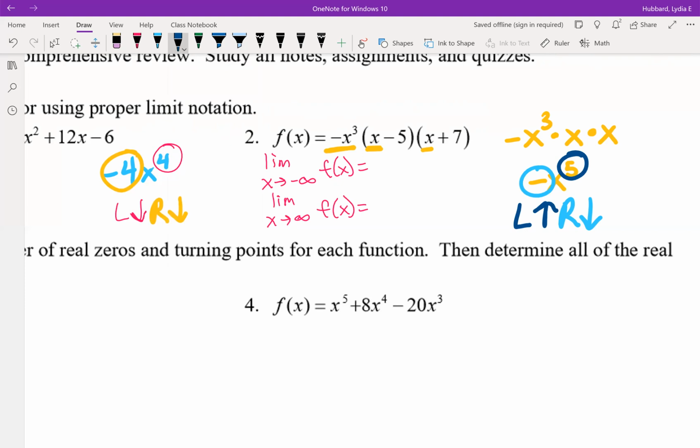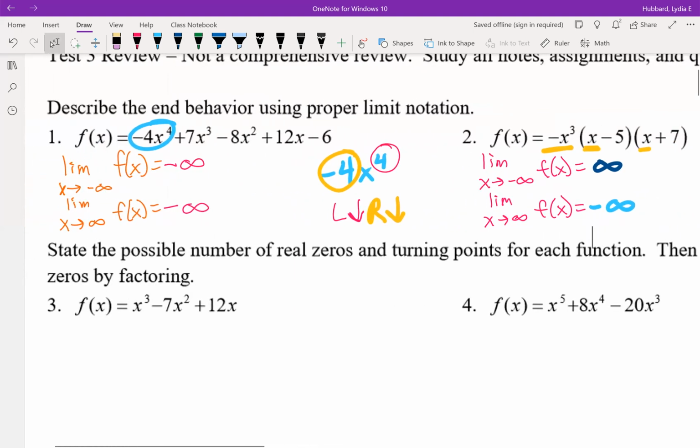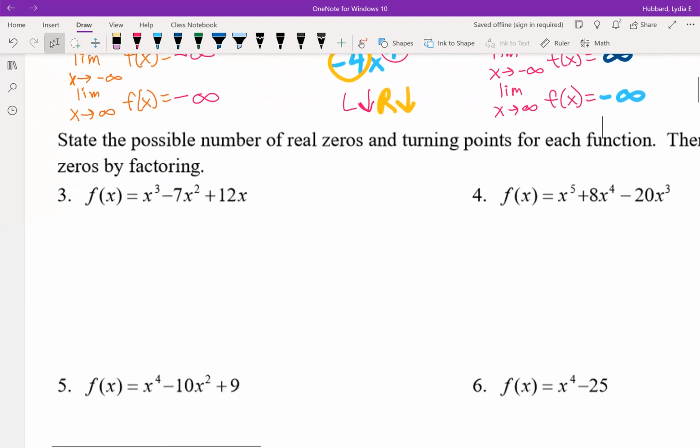So in our limit notation, for the first one, as x approaches negative infinity, f of x approaches infinity, that's our left side. And in our second one, as x approaches infinity, that's our right side, f of x approaches negative infinity because the right side is going down. And so that is how we would properly denote limit notation and end behavior.